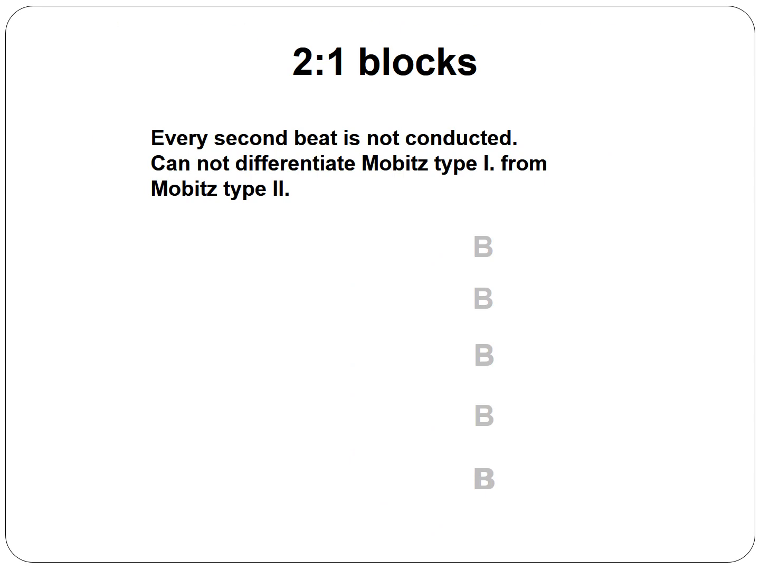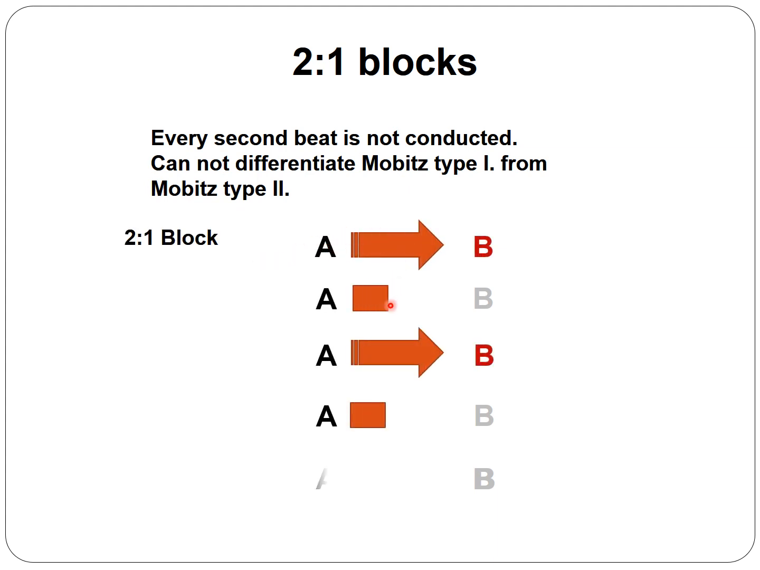2 to 1 blocks. In this case, we have the highest degree of the second degree block because every second beat is not conducted, or every second beat is conducted. It cannot be differentiated using a 12-lead ECG whether it is Mobitz type 1 or Mobitz type 2. So spreading, not spreading, not spreading, not. That can be rhythmic.